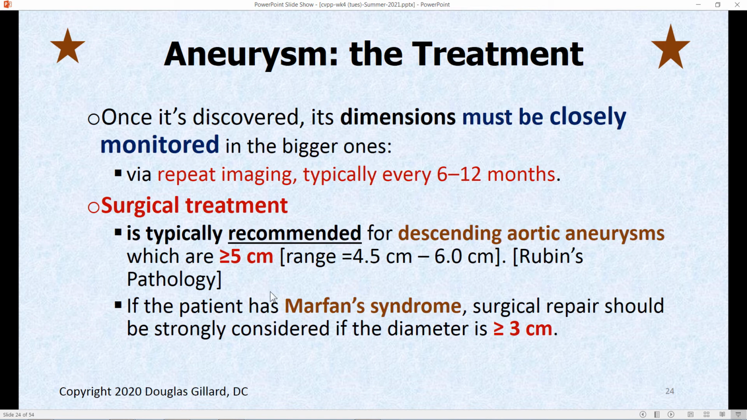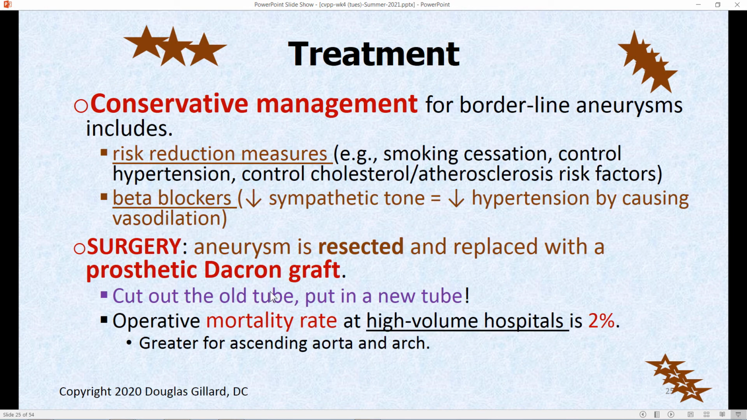You have to at least watch them once a month with some type of scan every 6 to 12 months. An MRI would be fine to watch them, or an ultrasound. Once they hit that 5 centimeter mark, they will recommend surgery, because the risk of it popping and killing you is just getting too great. If you have Marfan syndrome or some other connective tissue disease, then they will let it get to about 30 millimeters, and then they'll recommend surgery.